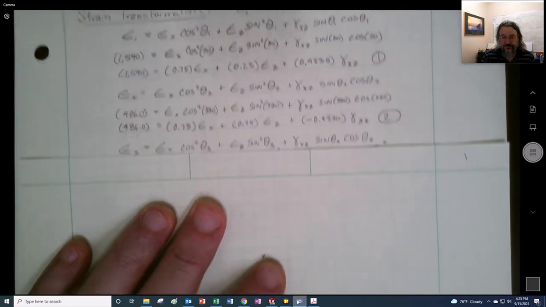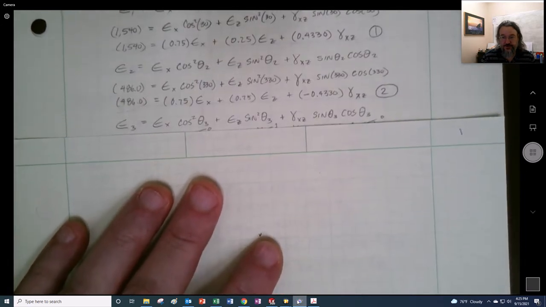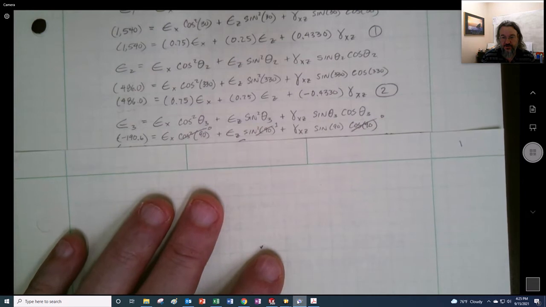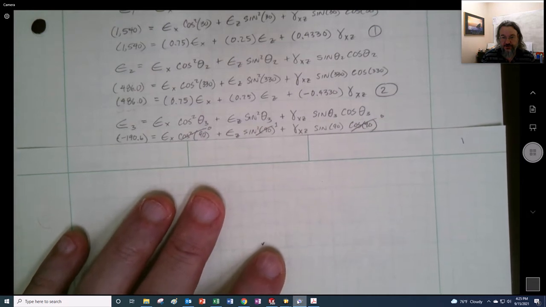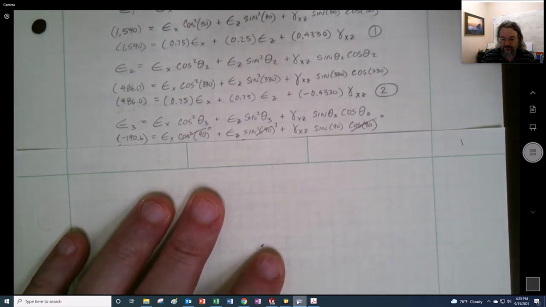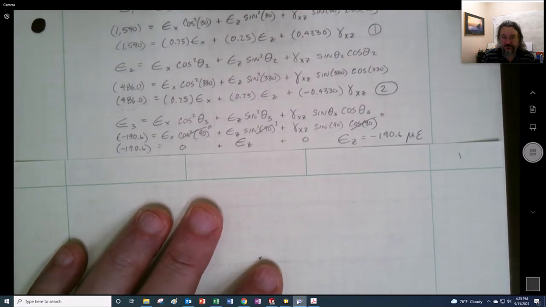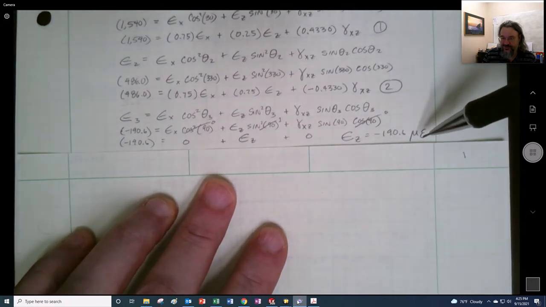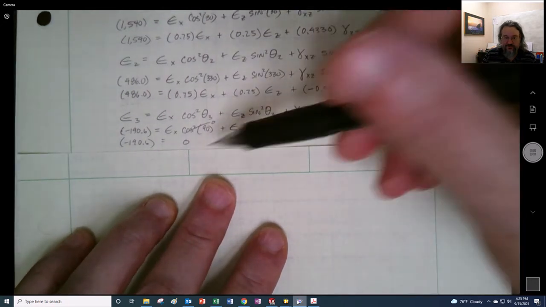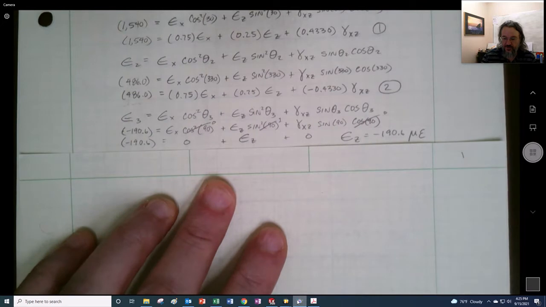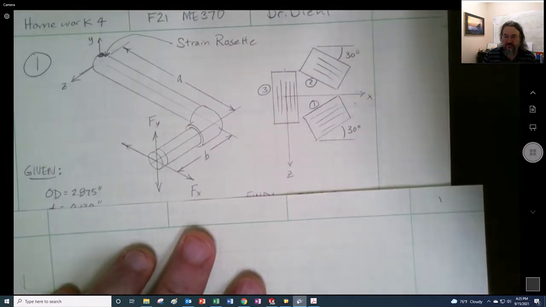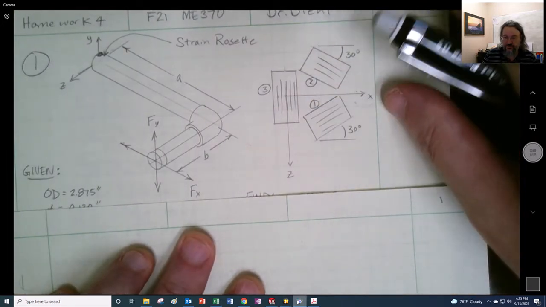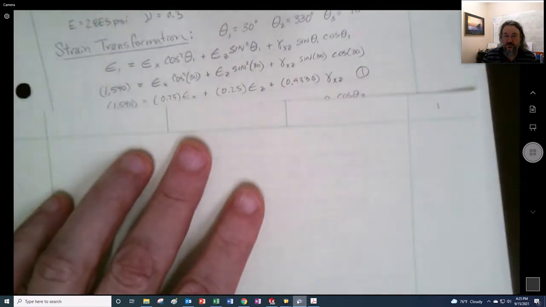So we go to the third one here, and now this is going to be the 90, and this is going to be a little easier. You can see that some of these cross out right here, and this one turns into 1. So we can say that epsilon Z is equal to this right here. It just ends up being equal to epsilon 3. But it makes sense from the original one because this is aligned with the z-axis. So we're good to go there.